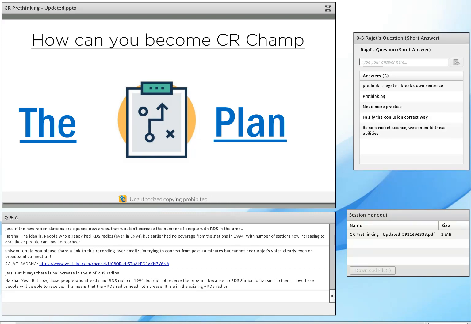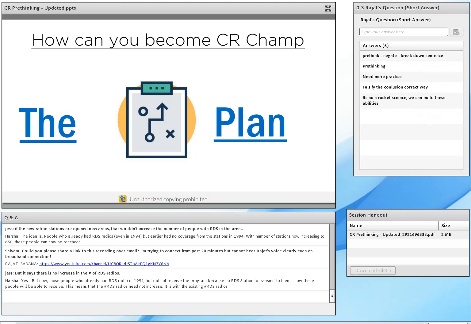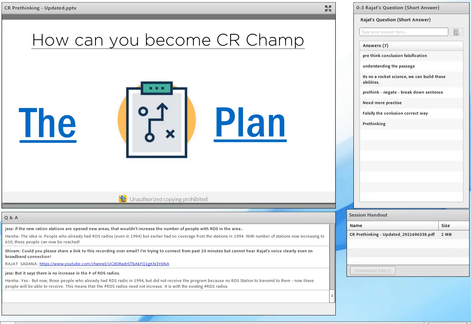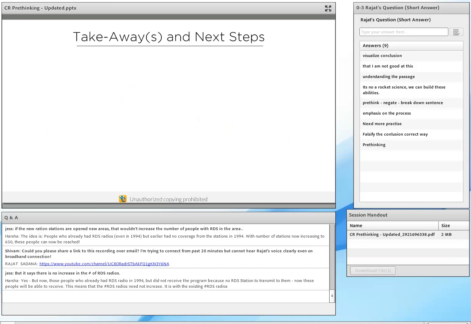You need to really focus on building core skills. It is not rocket science. As long as you go step by step, you're going to be able to build those core skills. Visualization: visualize the conclusion, visualize the argument, pre-think, and then do falsification.